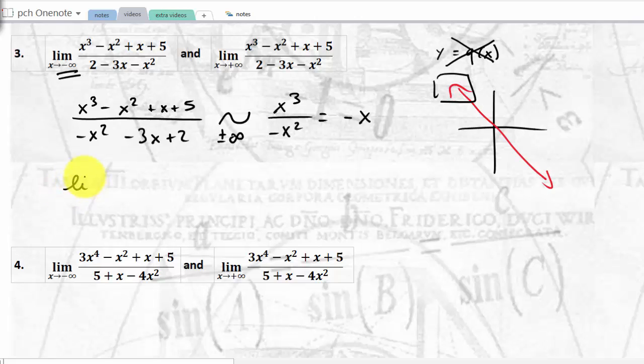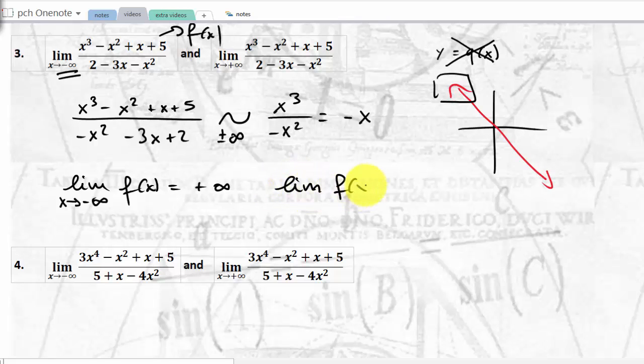So here, the limit as x approaches negative infinity of, let's call that f of x, because I'm lazy, is going to be plus infinity, while the limit of f of x at positive infinity is going to be negative infinity. So you do example 2 and example 4. Let's move on to example 5.